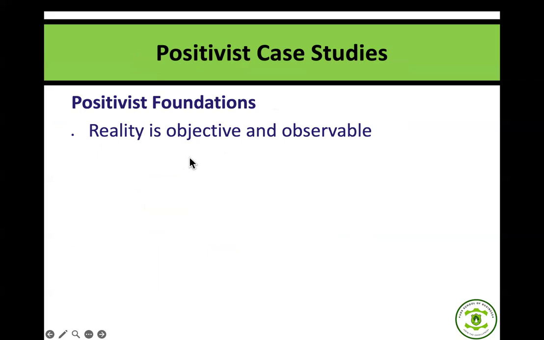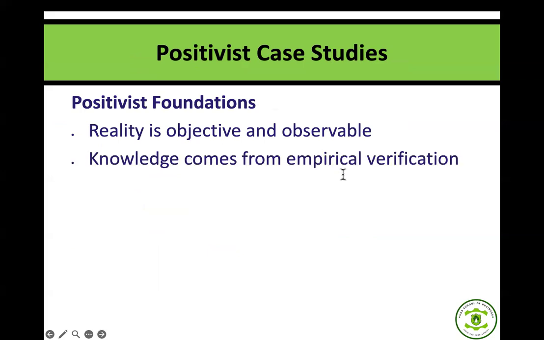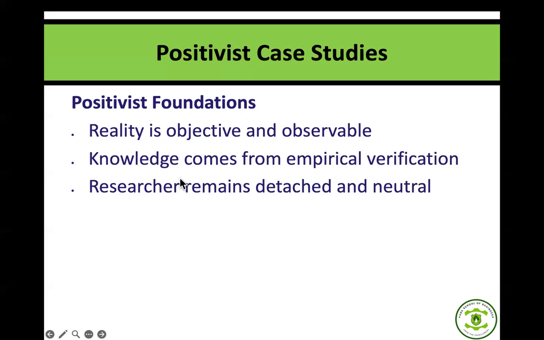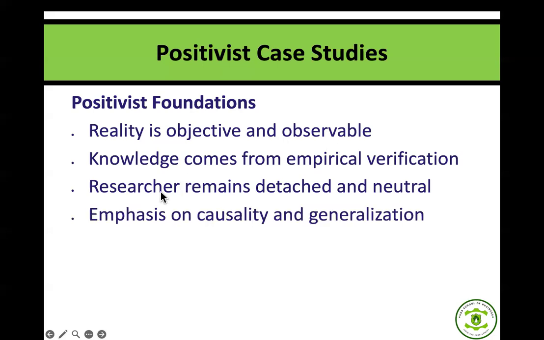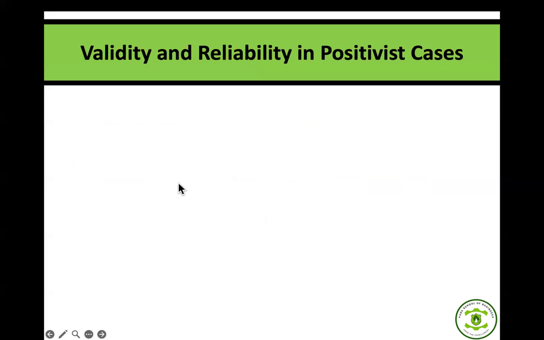Now, in terms of positivist cases, I need to remind you that when we are talking about positivist cases, we have to understand that what we mean by reality is objective and it is observable. So in positivist research, we believe that there are concrete facts we can measure and that business phenomena can be observed and documented. We also believe that knowledge comes from empirical verification. And researchers are not part of the research. Researchers remain detached and they are neutral. And when we are also talking about positivist foundations, the emphasis is on causality and generalization. The emphasis on causality and generalization is important because we want to understand what causes what. We also want to be able to find patterns that apply beyond our specific case.